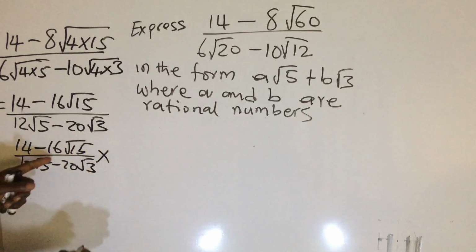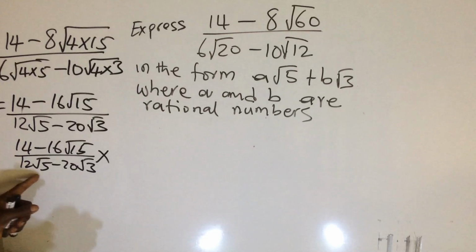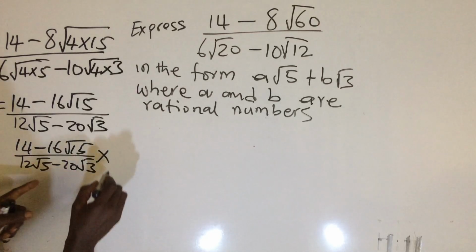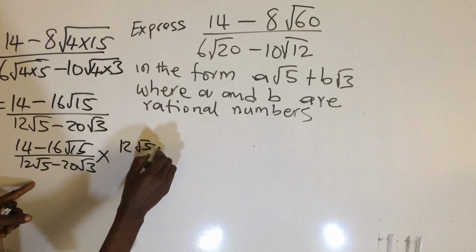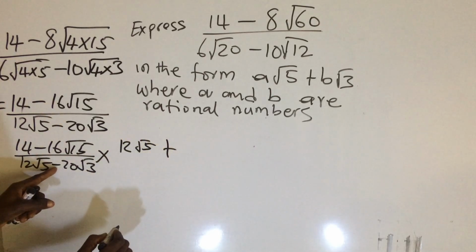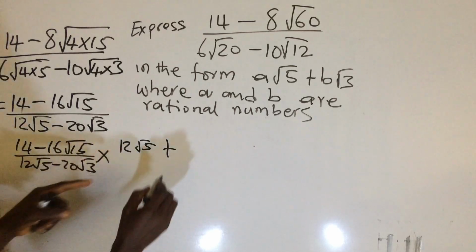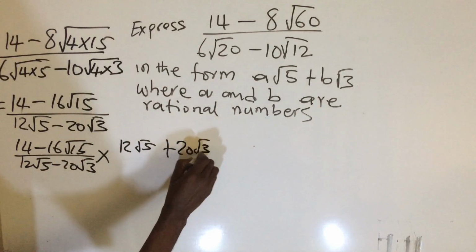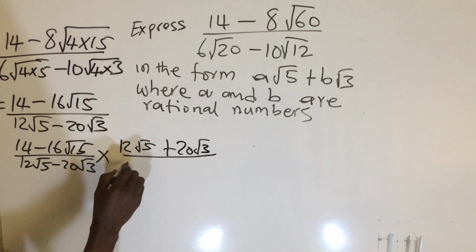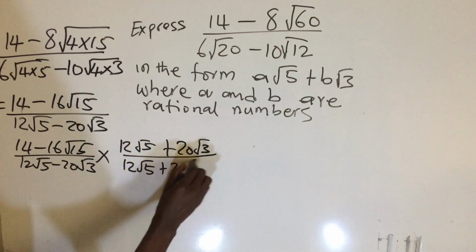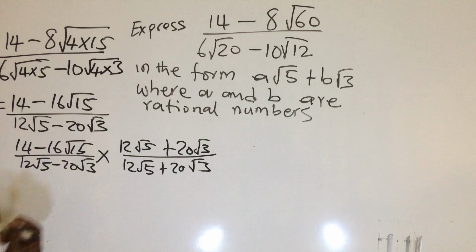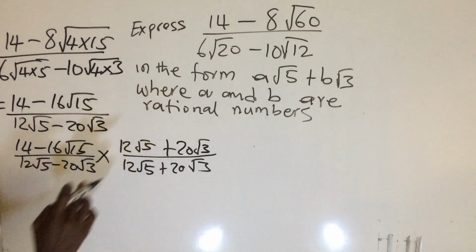We now multiply this expression with the conjugate of the denominator. The conjugate of this denominator is 12 root 5, now plus, no more minus, 20 root 3, all over 12 root 5 plus 20 root 3, the same number. Now we start multiplying. Let us multiply the upper one.